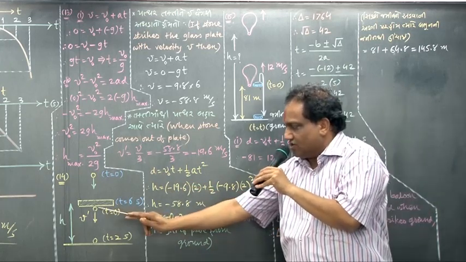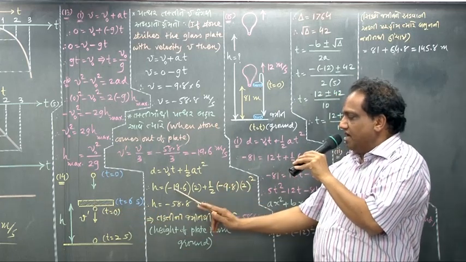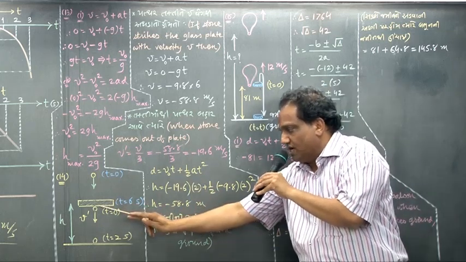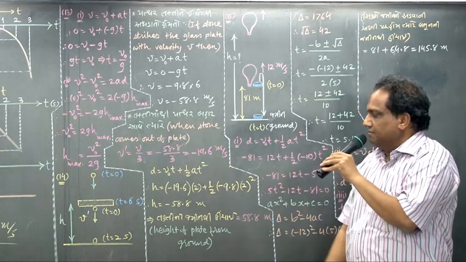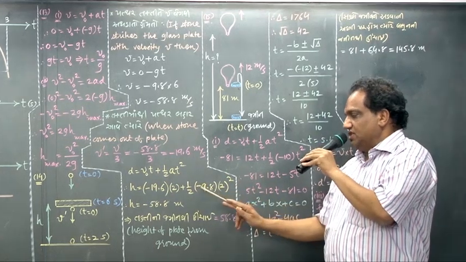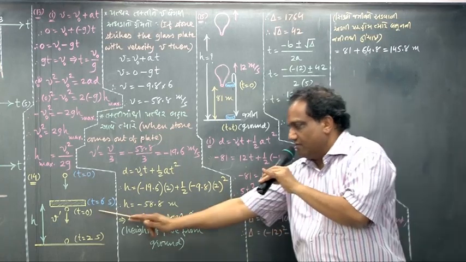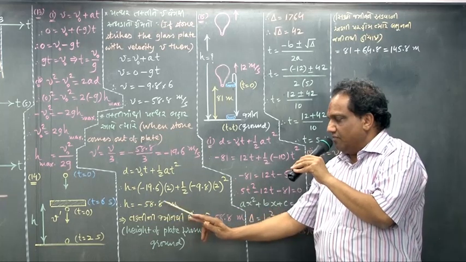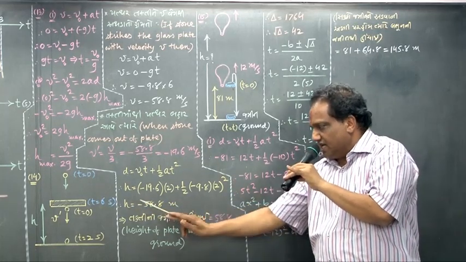V0 is the velocity of the stone while coming out of the glass plate. It is minus 19.6. Time taken by the stone to go from here to ground, they have given 2 seconds. Come on, 1 by 2. What about A? A equals minus g. g value is 9.8. And t is 2 seconds, from here to here. Simplify. Answer is minus 58.8 meter. Why is this H negative?